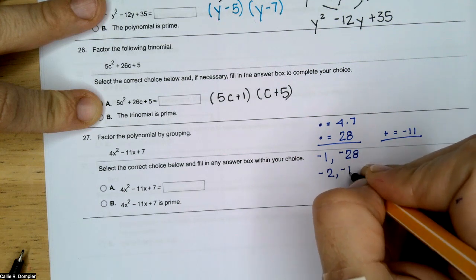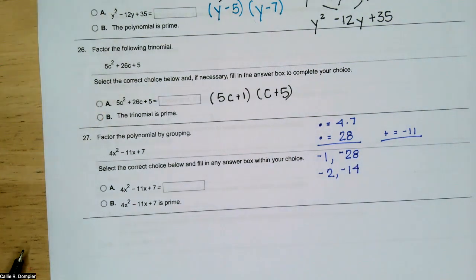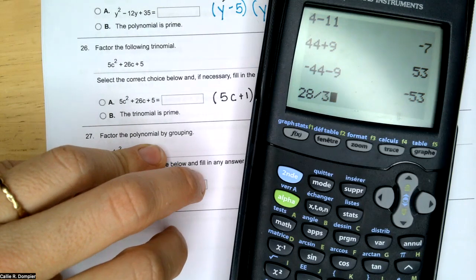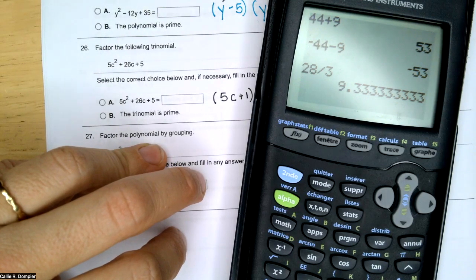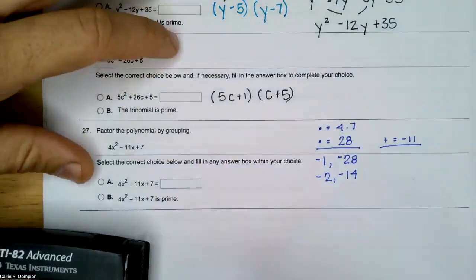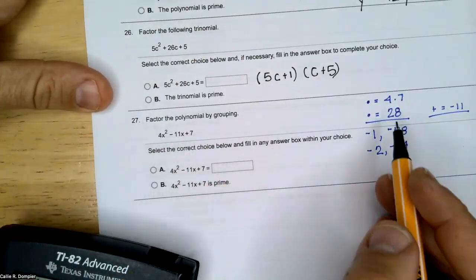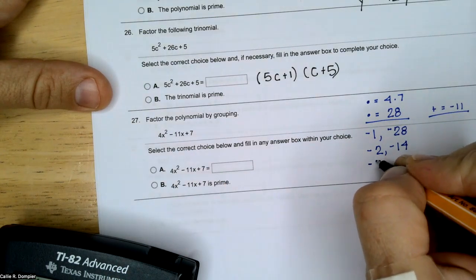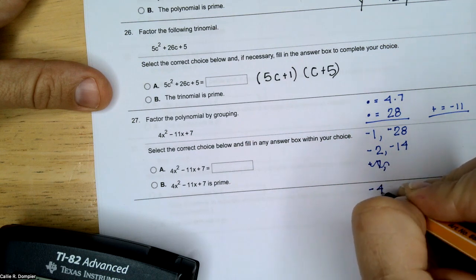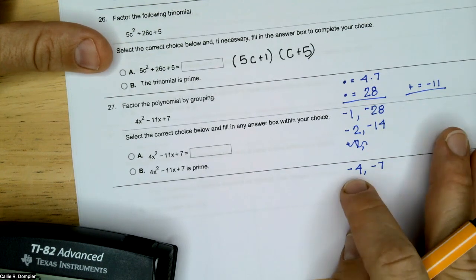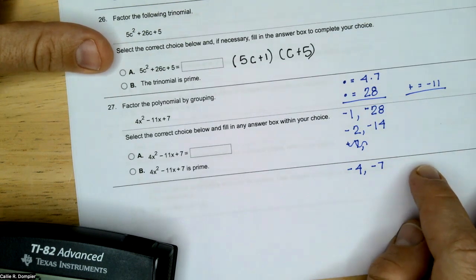What's 28 divided by a -2? It's going to be a -14, right? What is 28 divided by a -3? That's not going to work, right? 28 divided by a -4 is going to be a -7, just like it was here. 4 times 7 is 28. So -4, oops, sorry. -4 and -7 is also going to be 28. But -4 and -7 also add to -11.